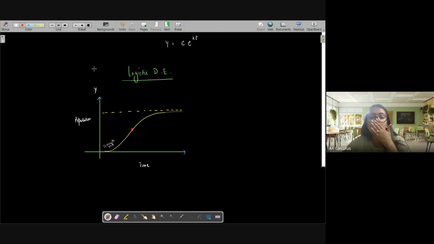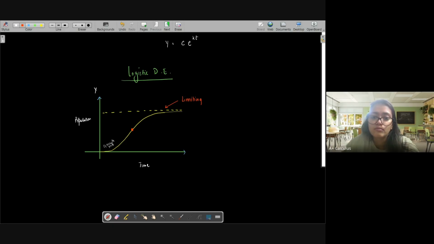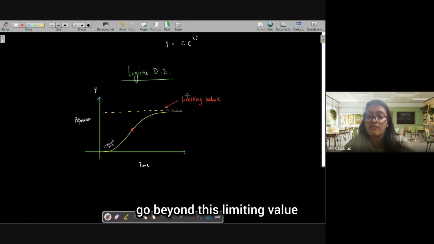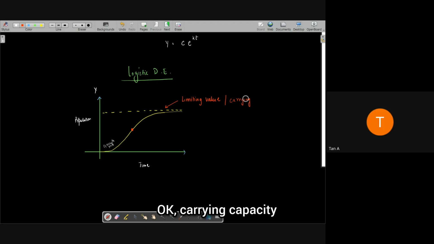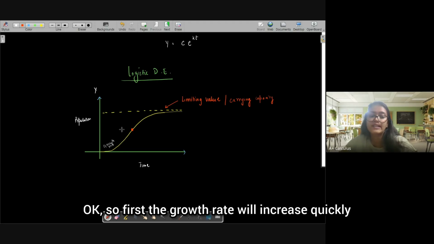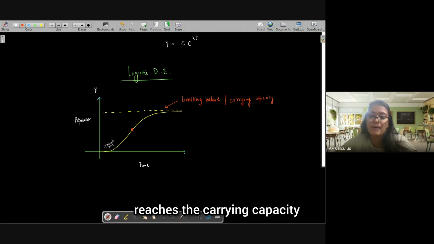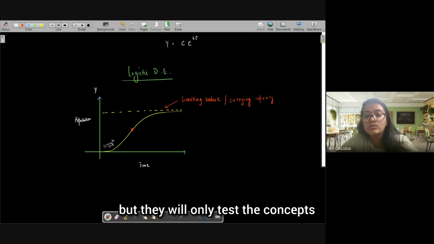Now, this line that you see is called the limiting value. The population will not go beyond this limiting value. It is also called carrying capacity. So first, the growth rate will increase quickly, and then it will slow down as the population reaches the carrying capacity. So this is your concept of logistic growth. In the AP exam, they will not ask you to solve the logistic differential equation, but they'll only test the concepts.